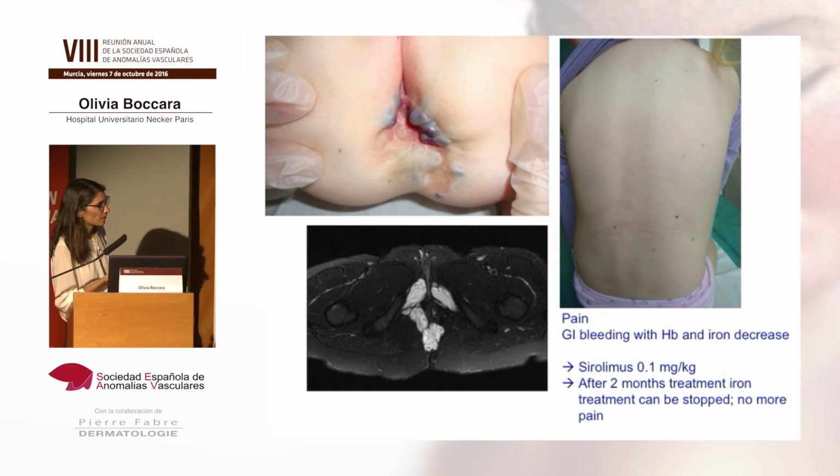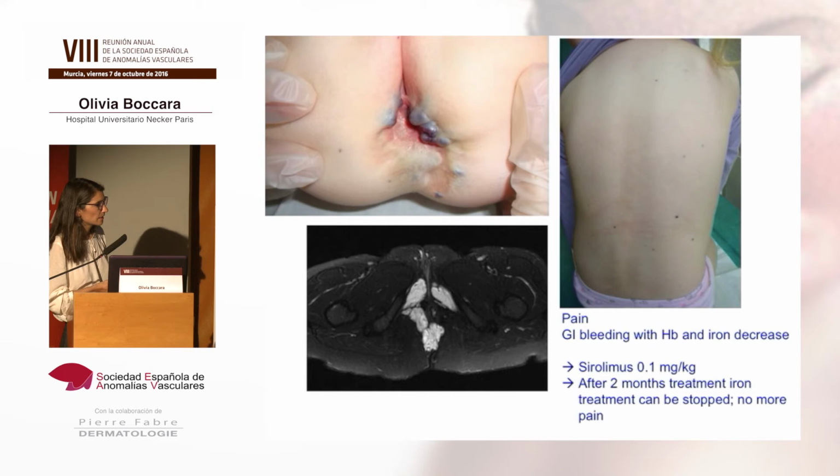This is another example of Bean syndrome. I've shown her previously. The peculiarity in this patient is that she was bleeding. She had pain, but her LIC was not so severe. She had like 1,050 nanogram per ml D-dimer. So we thought that anticoagulant therapy wouldn't be efficient on her pain and her GI bleeding.